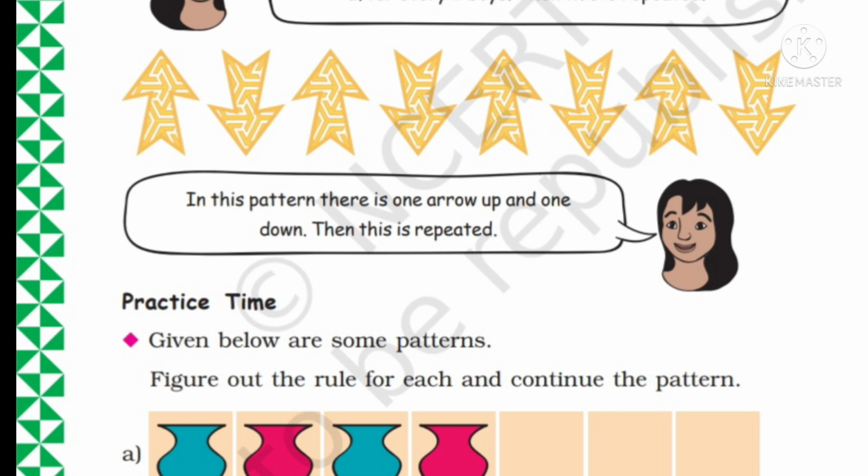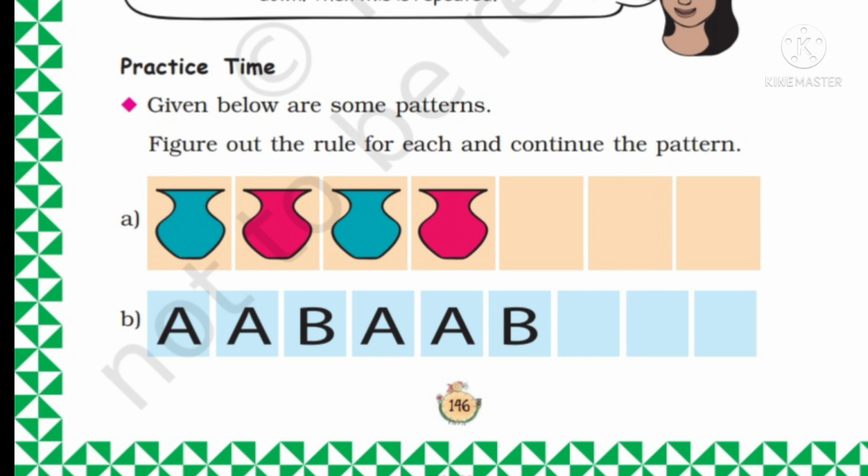See this pattern. In this, the first arrow is in the upward direction, the second one is down. Then next up, down, up, down, up, down. Practice time. Given below are some patterns. Figure out the rule for each and continue the pattern. First one, there is a blue pot, then a red. Blue, red. Then which color will come? Blue, red. Blue. Okay, blue, red and blue.